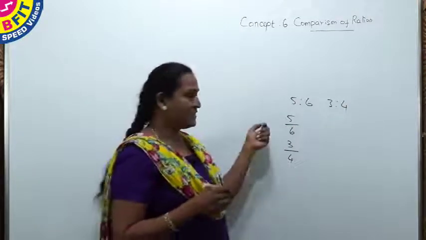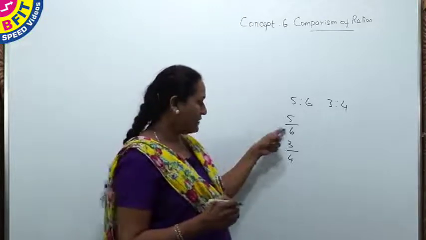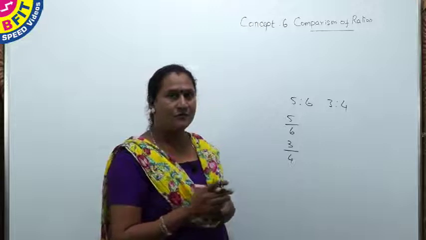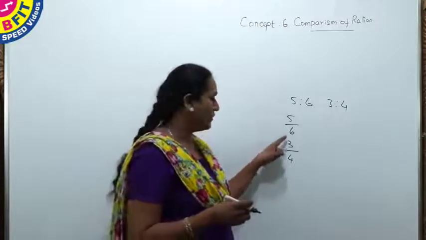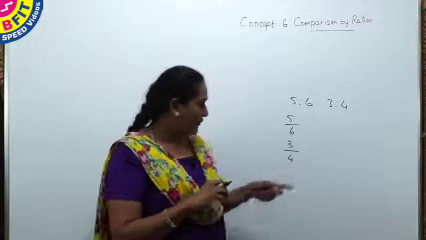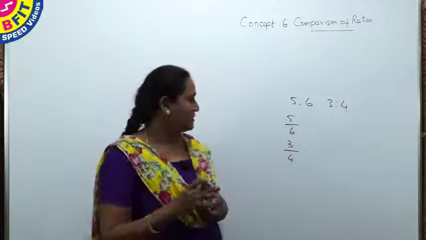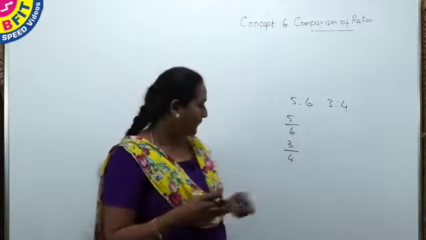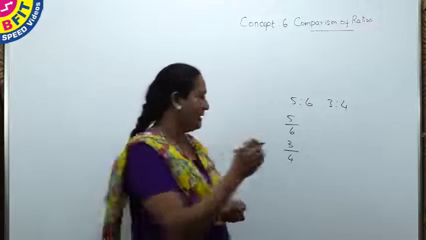So to check which is the highest, we have to find the LCM for the denominators. We have 6 and 4 as denominators. For finding LCM, pick out the higher number. So in 6 and 4, 6 is the higher number. 4 is not a factor of 6. So go for the next multiple of 6. 6 into 2, it is 12. 4 is a factor of 12. So the LCM for 6 and 4 is 12.